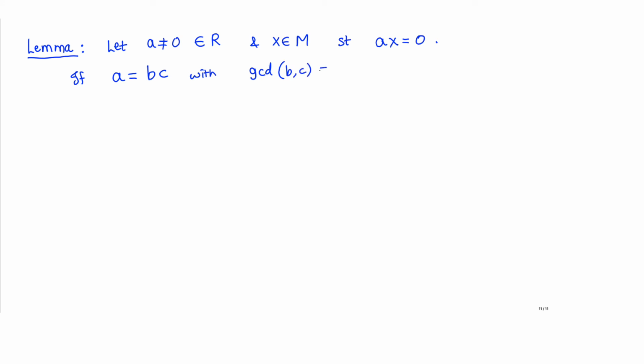It's a lemma. Let A be a non-zero element of R. Okay, and suppose I have an element X of M which is annihilated by A, such that AX is 0. Now suppose A can be written as a product B times C, with B and C relatively prime. So I'm able to split A into two pieces, and the two pieces are relatively prime, then I can split X into two pieces, as a sum of two pieces Y and Z with the following property: Y is killed by B and Z is killed by C. Okay, so what are Y and Z? Also elements of M. I should have said with Y, Z belonging to M.